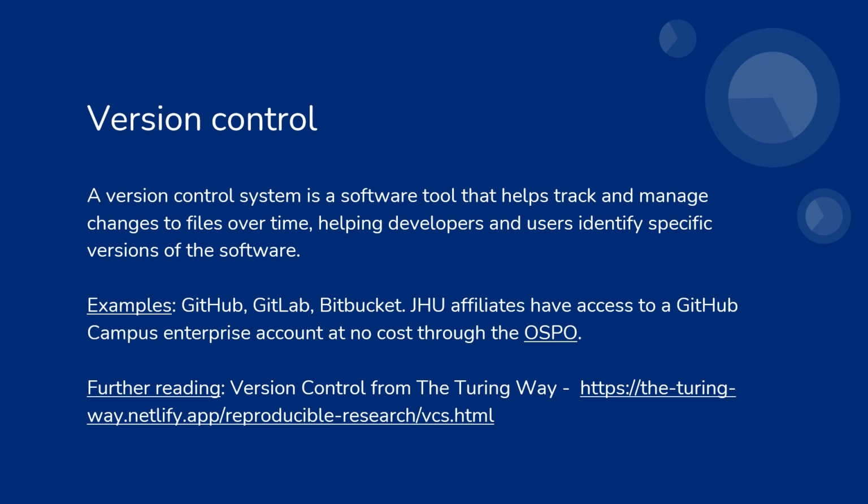The next element is version control. A version control system is a software tool that helps track and manage changes to files over time, helping developers and users identify specific versions of the software. Examples of version control systems include Git, GitHub, GitLab, and Bitbucket. JHU affiliates have access to a GitHub Campus Enterprise account at no cost through the OSPO. For further reading, follow the link to the chapter on version control from the Turing Way.